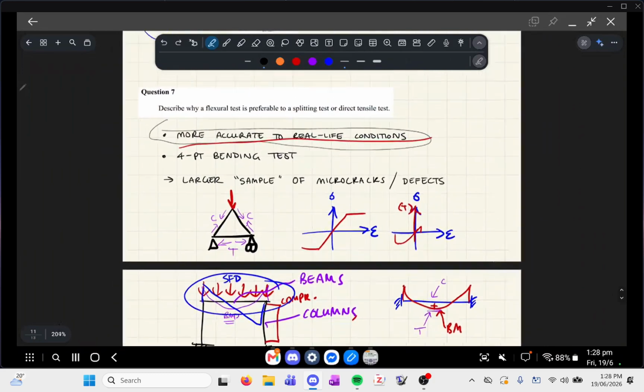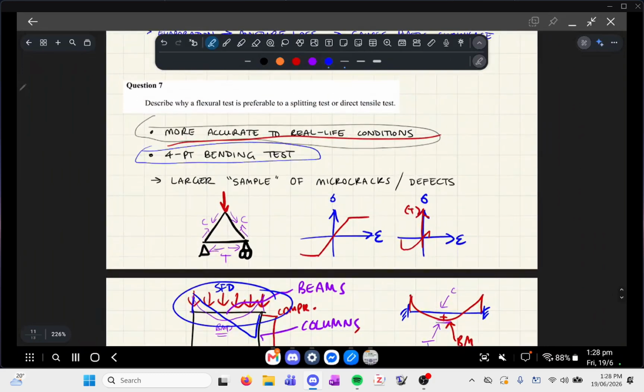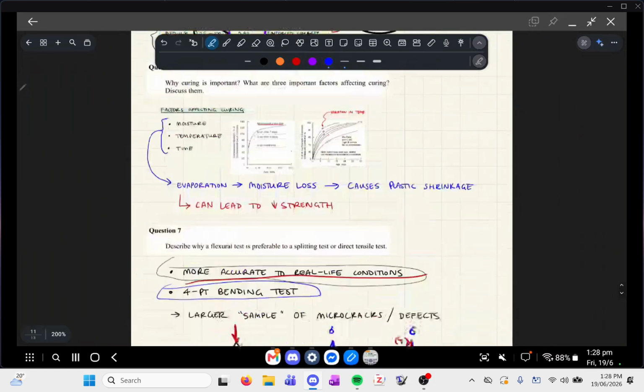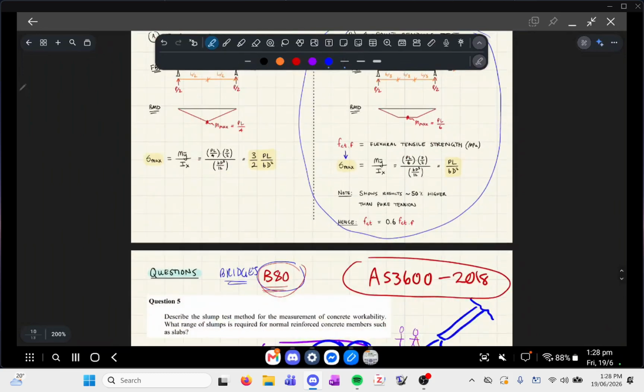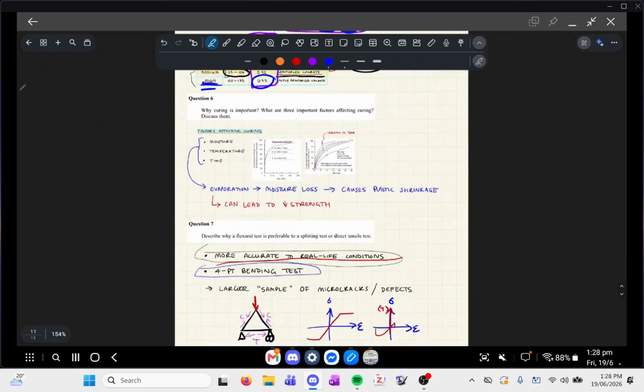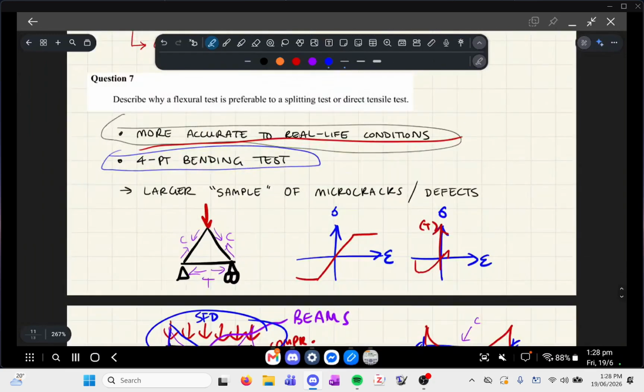Okay, so that basically is why we were talking about the 4-point bending test from last week. Again, just to remind you, that was this part. So that's how they would test for that flexural tensile test, flexural tensile strength.